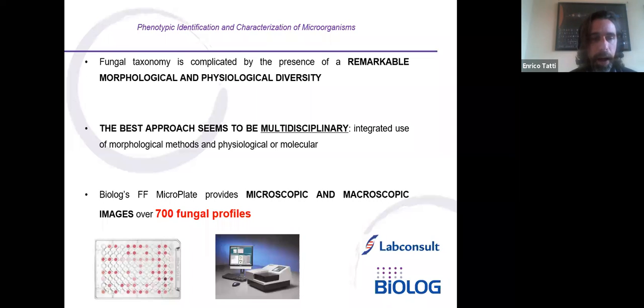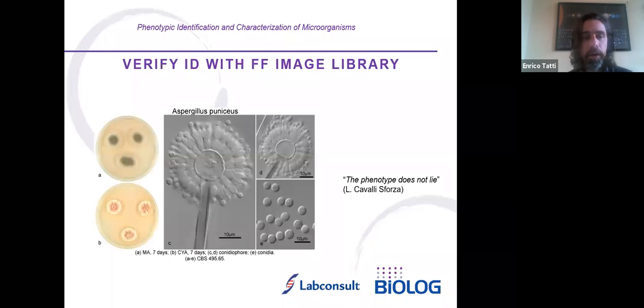That's because the Biolog FF database comes with the microscopic images of all the 710 fungal profiles that are in the database. So that means that after you get an ID, for example, the system gave you an ID for Aspergillus puniceus, you have the chance to access the FF image library that is in the database. It's easy to access with a few clicks, and see what the morphology of this fungus is. So in this way, you can go back to the original plate where you had the fungus, take one sample, put it under the microscope, and see if there is an alignment between what you see in the image library and what you see under the microscope.